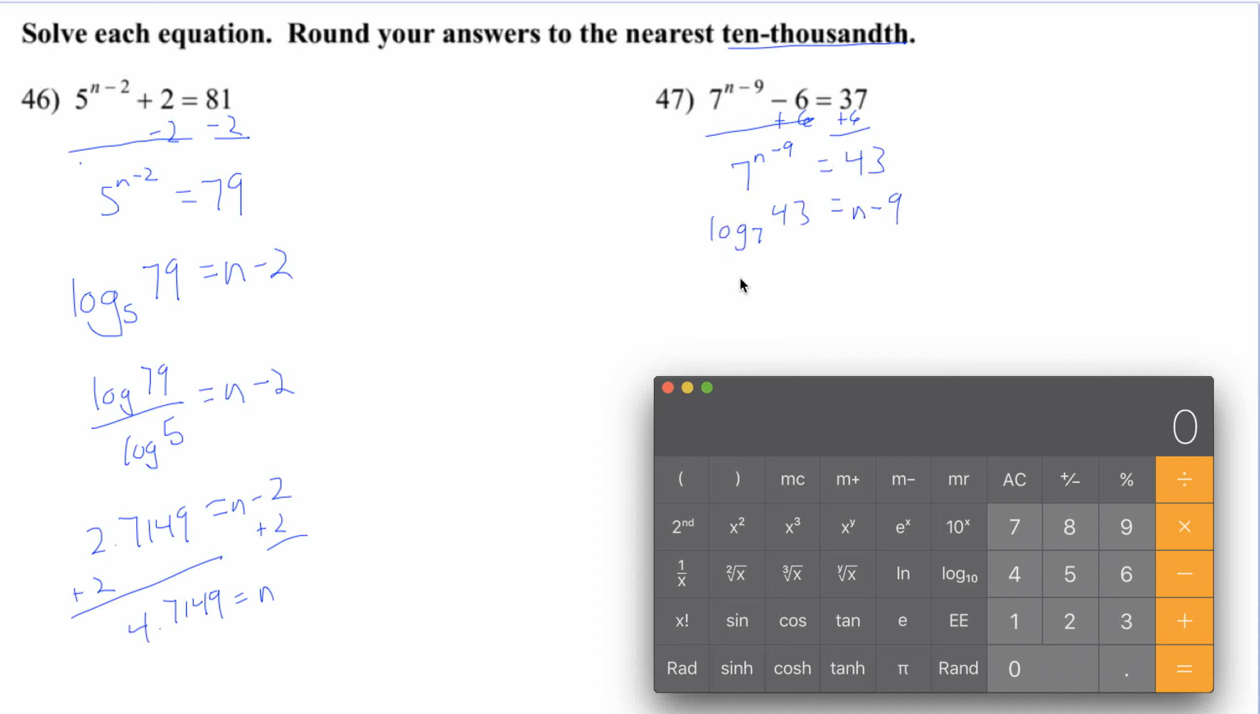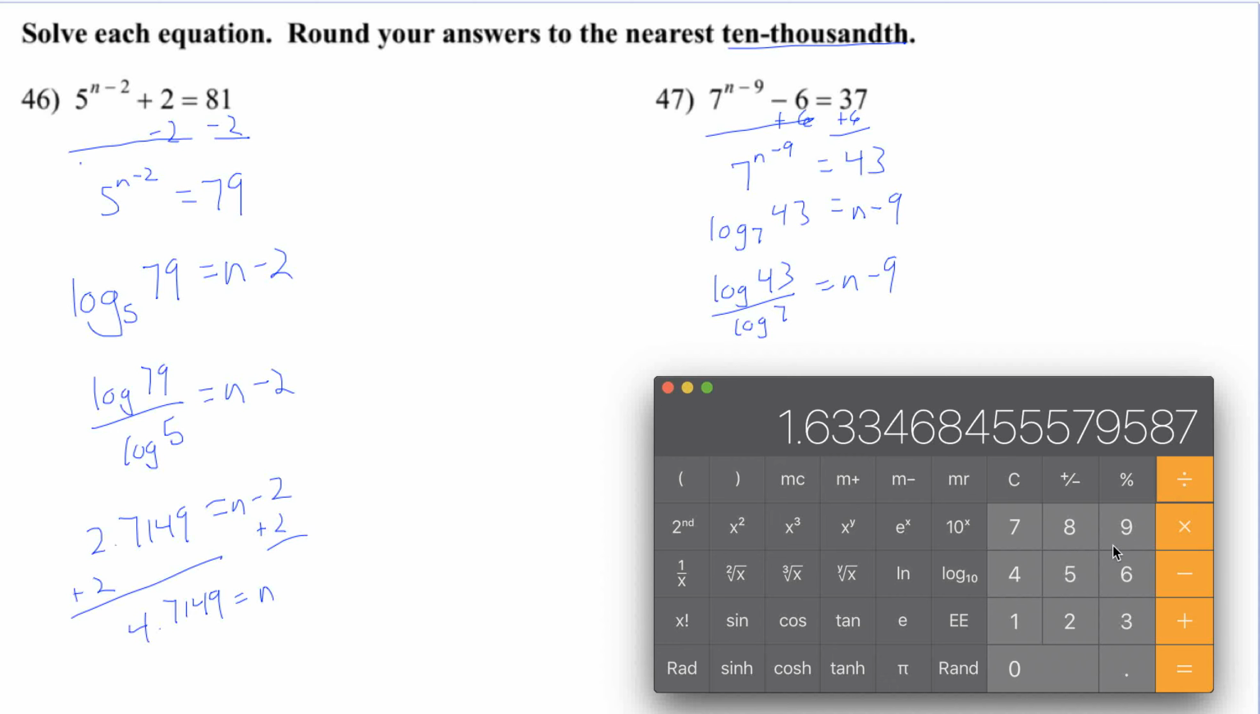Going to put this in my calculator. I'm going to put in the log of 43 over the log of 7. You get a lot of practice with this change of base formula, and if you don't know it, it's really going to hurt you. So let's try this. This is 43. Log of 43 divided by the log of 7.